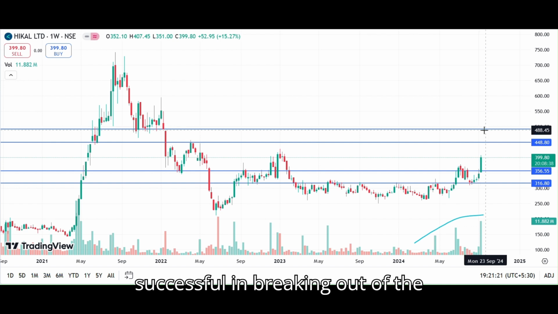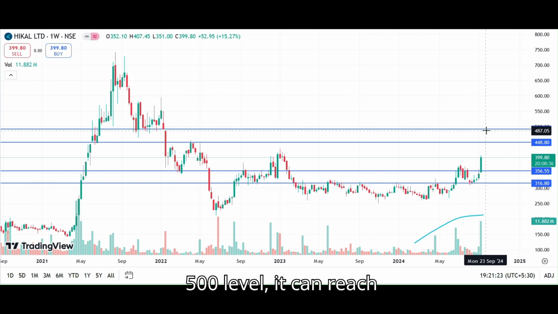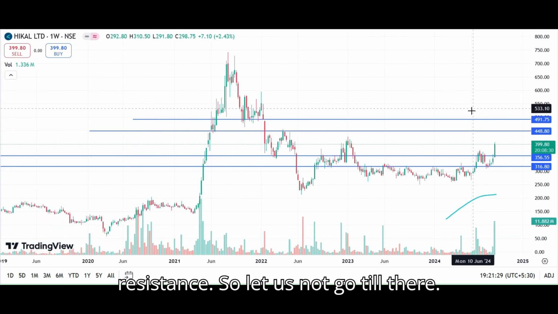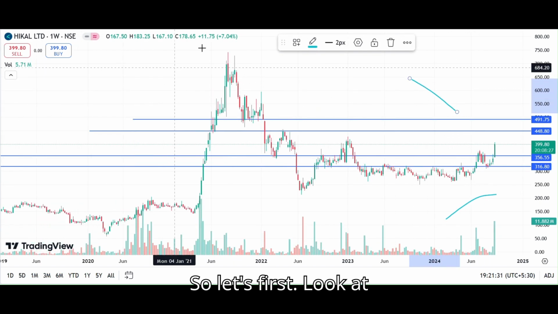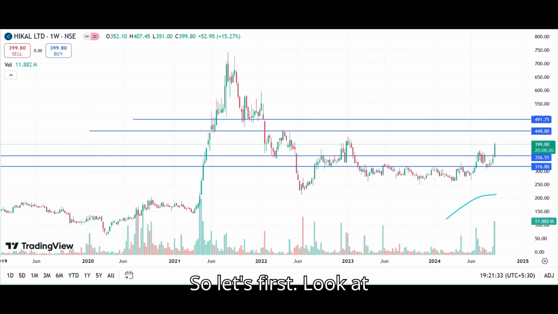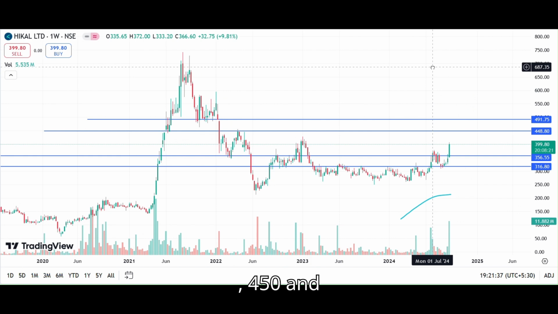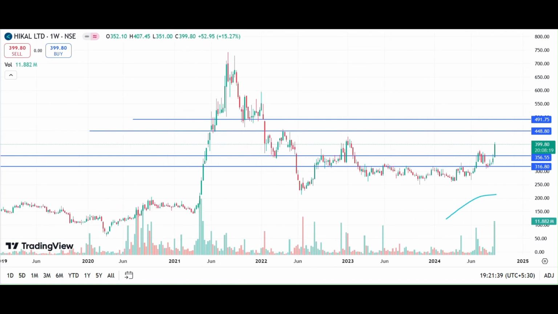If the stock price is successful in breaking out of the 500 level, it can reach 550, which is the next resistance. So let us not go till there. So let's first look at these two targets, 450 and 500 level.